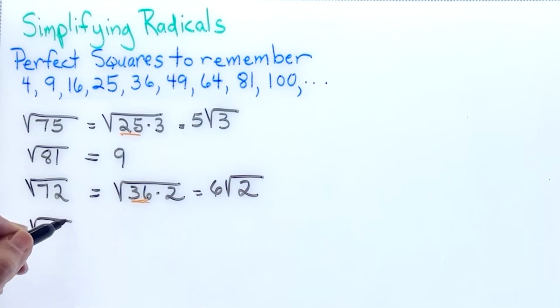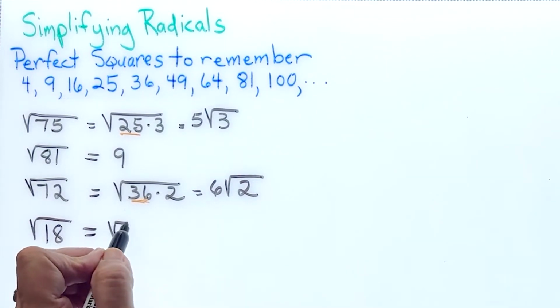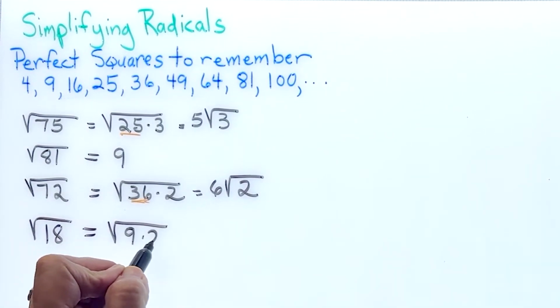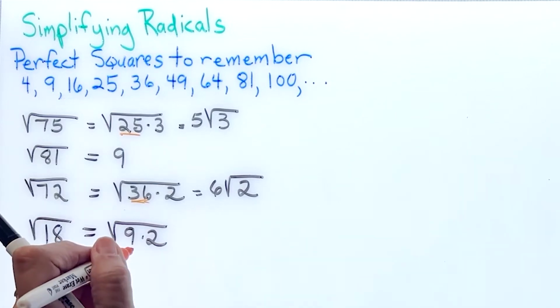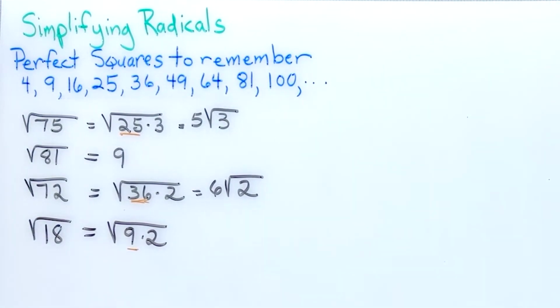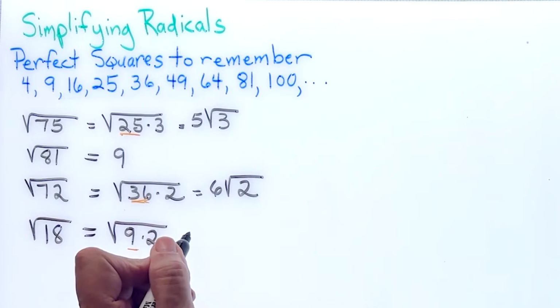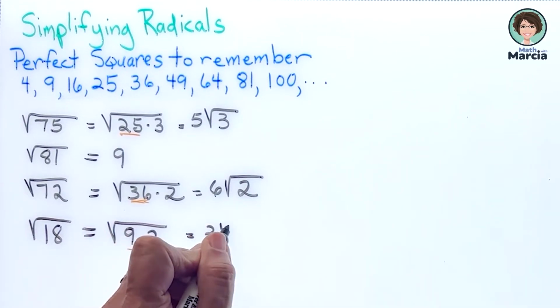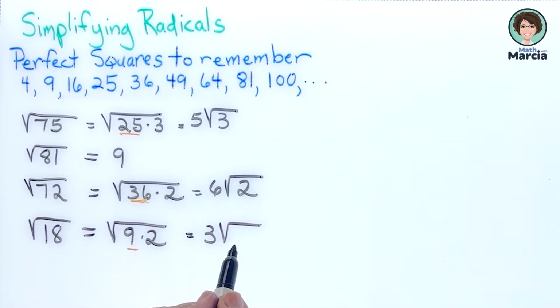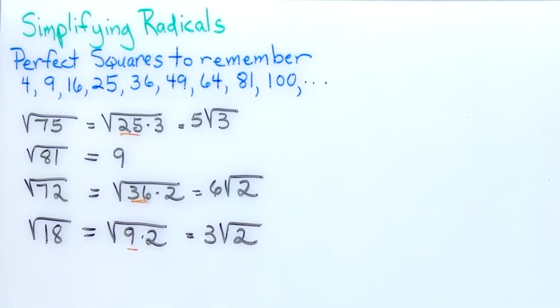How about the square root of 18? We could break it up into 3 times 6, but neither of them is a perfect square, so I'm going to break it up into 9 times 2, because I know that 9 is a perfect square, and the square root of 9 is equal to 3, and the number left inside the radical sign is a 2. So in simplest form, the square root of 18 is 3 square roots of 2.